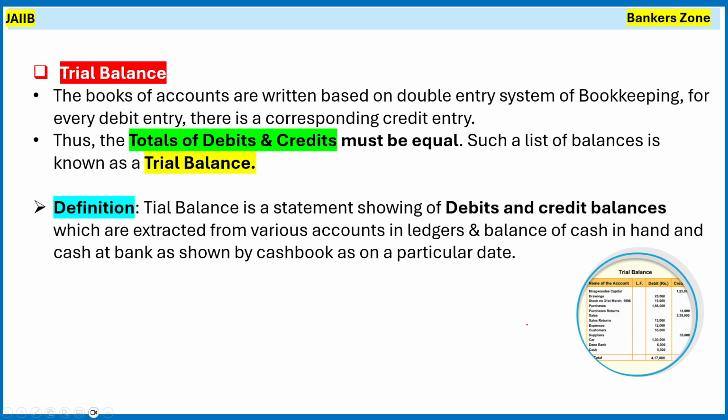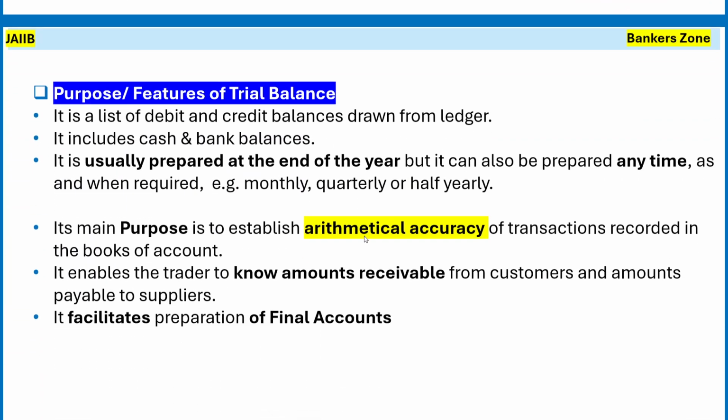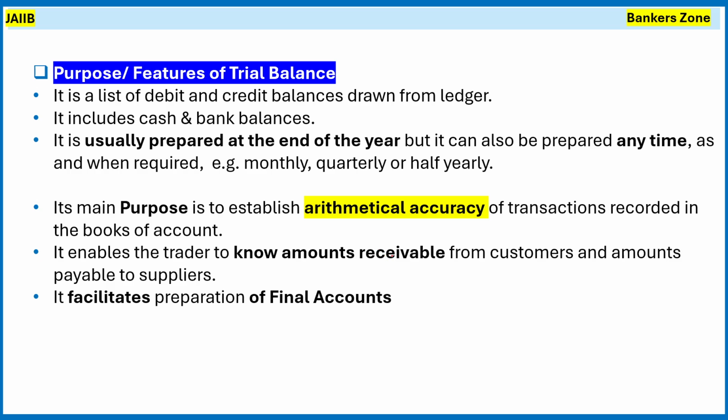Okay, no need to worry about definition. Just understand total debit must be equal to total credit. This is the basic definition of the trial balance. Okay, now see purpose or the features of trial balance. Why we prepare the trial balance?